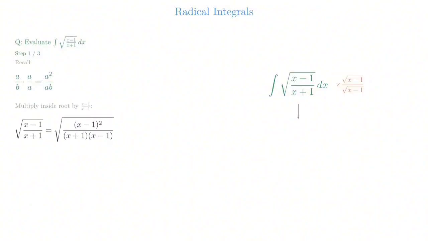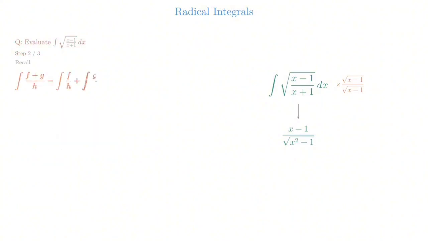Multiply numerator and denominator inside the root by x minus 1. The numerator becomes x minus 1 squared. The denominator becomes x squared minus 1, a difference of squares. Since x minus 1 squared under the root gives x minus 1, we get x minus 1 over the square root of x squared minus 1. Now let's split this fraction into two simpler integrals.